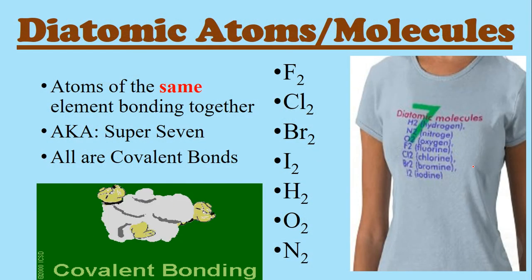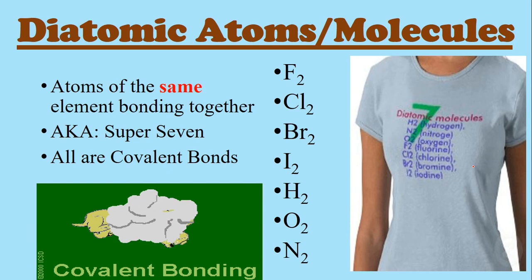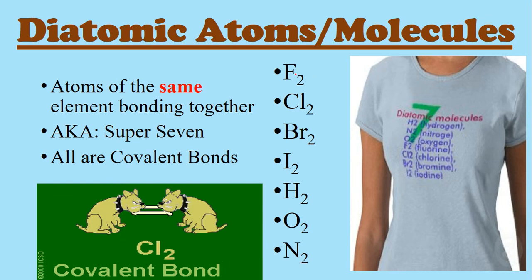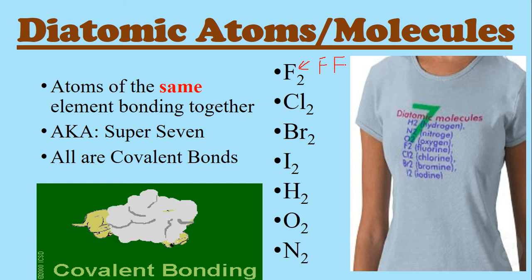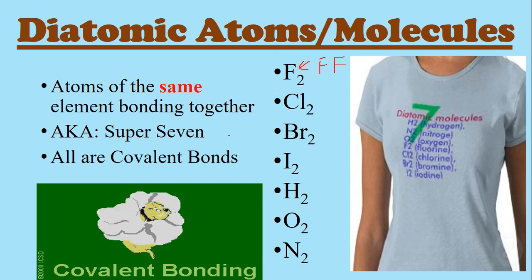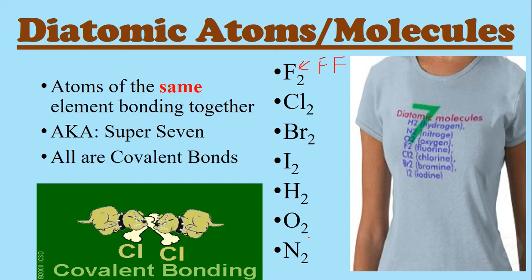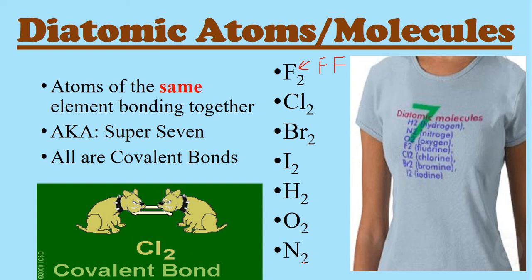All right, now the last thing about these types of bonds: something called diatomic atoms or diatomic molecules. These are atoms of the same element bonded together. So you can see one right here, F2, that is two fluorines together. These are all covalent bonds because they only exist with non-metals, and we call them the super seven. So your super seven are F2, Cl2, Br2, I2, H2, O2, and N2. If you see any of those, know right away that they are covalent bonds.